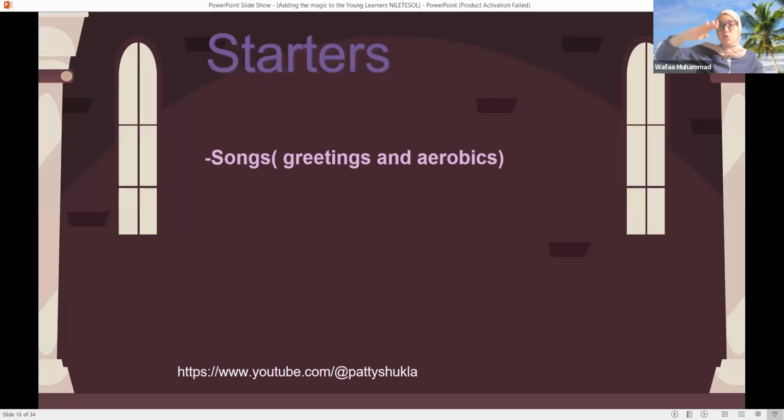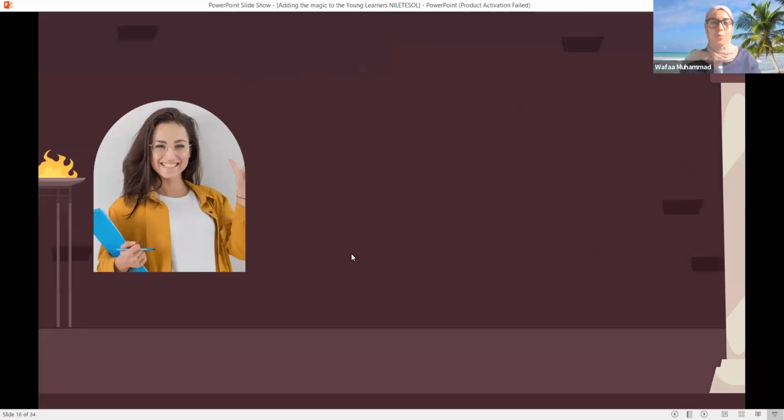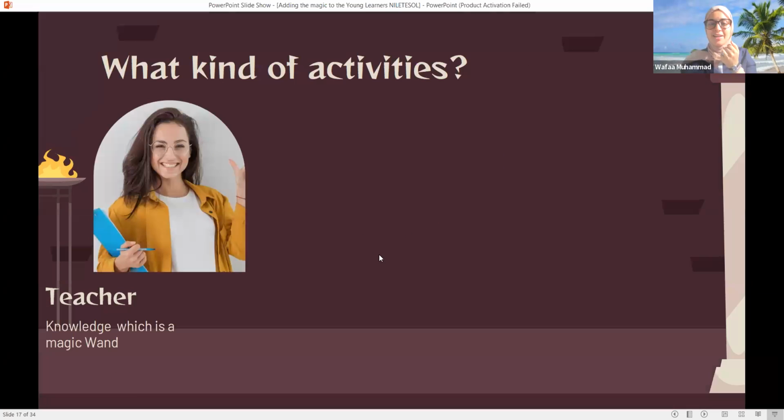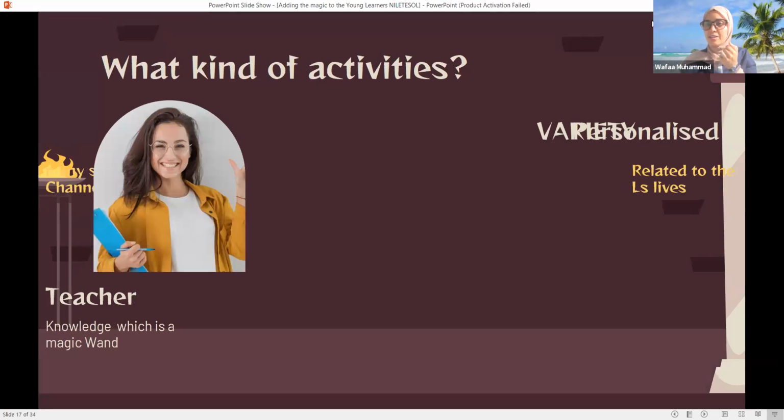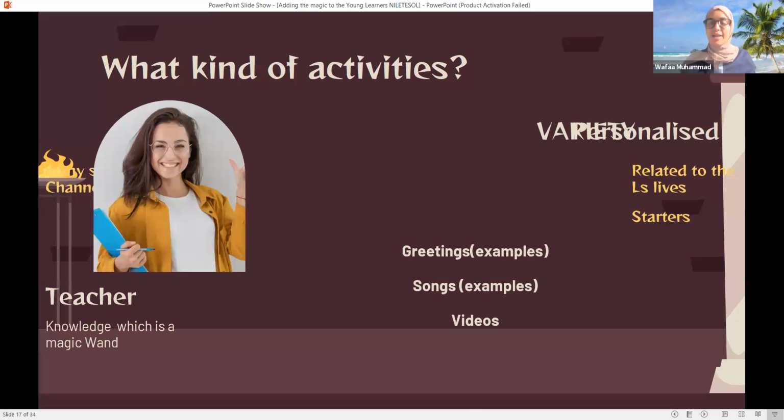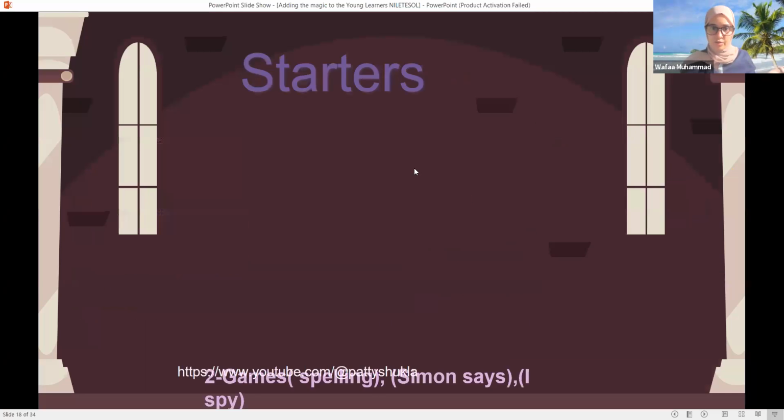Okay, you can teach them short, tall, a lot of words. You can teach them the body parts through a song like head, shoulders, knees, and toes. It's an energizer. And at the same time, you're getting them exposed to language and they learn new language. Right? Okay, what else? Starters, yes. Greeting examples, songs and videos. You can start with the videos, okay?